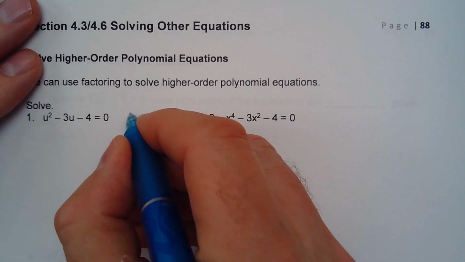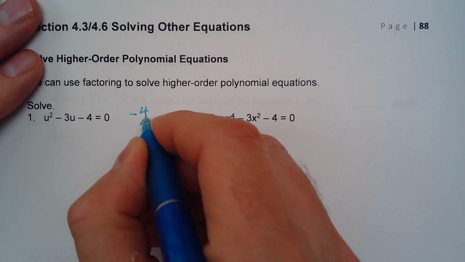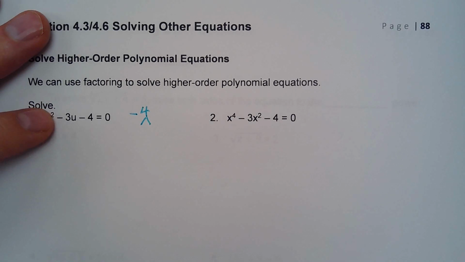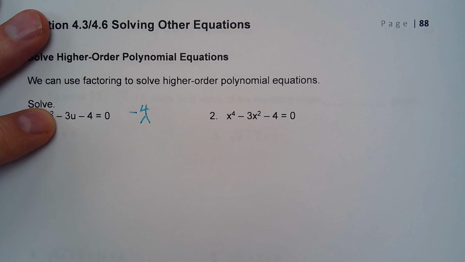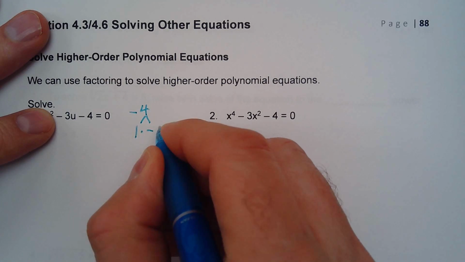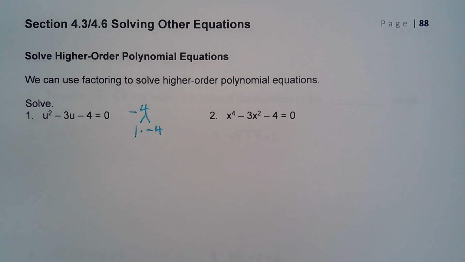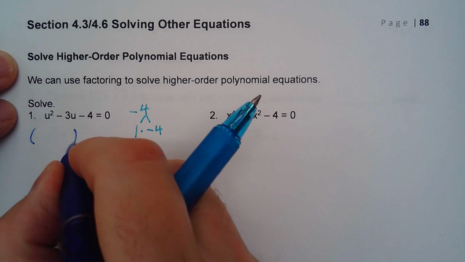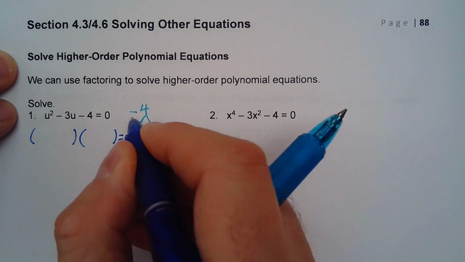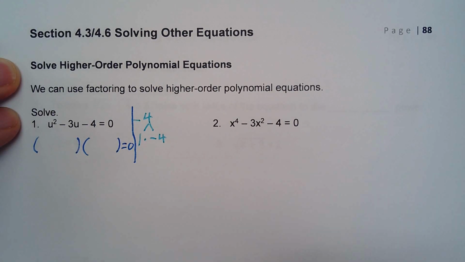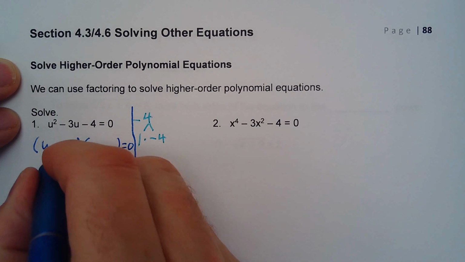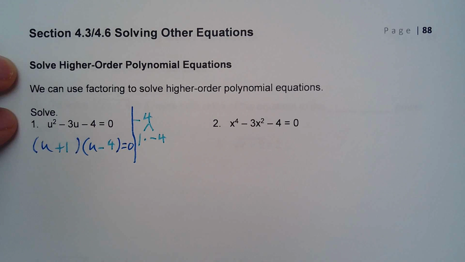So I'm looking for factors of negative 4 that add up to negative 3. And since we want that to be negative, we need the larger number to be negative, so we're going to do 1 times negative 4. That adds to negative 3. Coefficient of the squared term is 1, so we can immediately write down what the answer is in terms of the factoring. It's going to factor into u plus 1 times u minus 4.